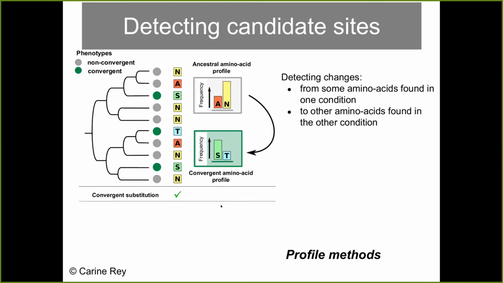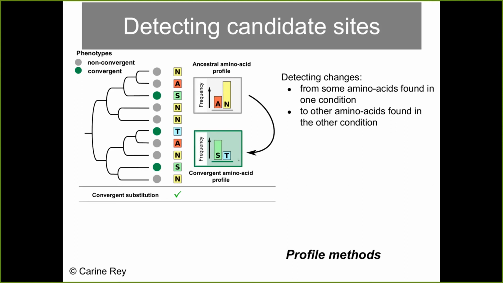And we think those profile methods are interesting because when you think about those frequencies, they convey the idea that some amino acids are more fit given a particular phenotype than others. So for instance, for the non-convergent phenotype, let's say that the N amino acid seems to be very fit because you find it very often. Whereas for the convergent phenotype, it's rather the S amino acid that is much more fit. And the N and A amino acid, which have a frequency of 0, probably have a very low fitness.